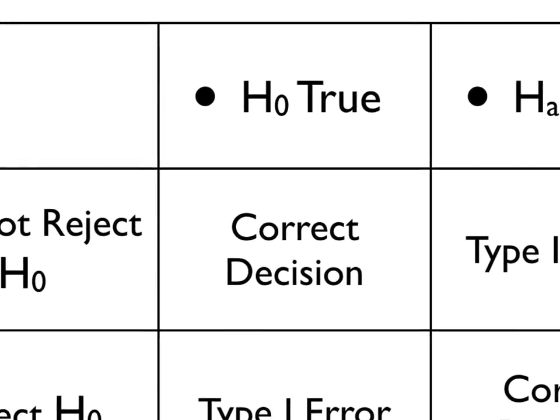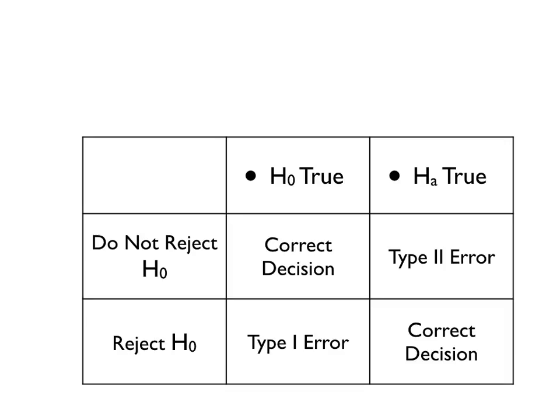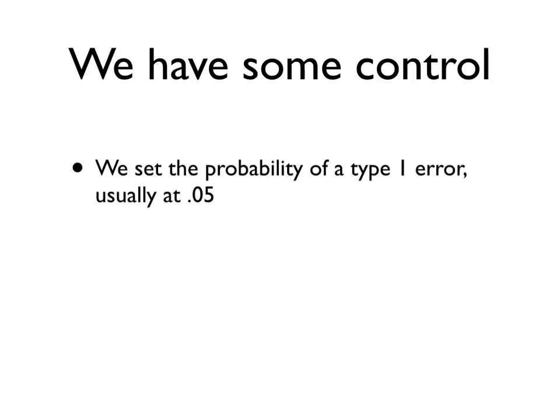Good? Okay. So again, correct decision, type 1 error, type 2 error, other correct decision. The correct decision we tend to want is this one down here: HA true, reject H0. We'd like that. We design our experiments hoping that those things are true. Okay. So we have some control over the error probabilities.